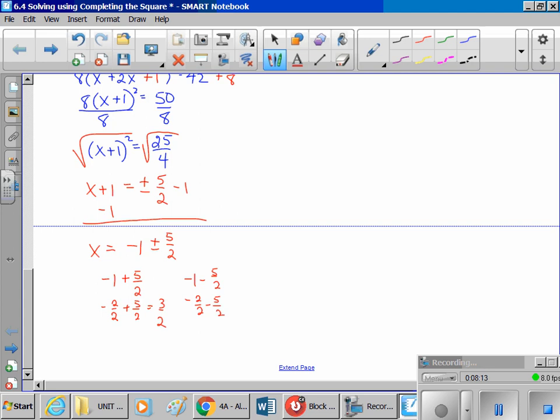This is if you don't have a calculator and you're doing it in your head. You're doing it by hand. So this becomes negative 7 over 2. So these are my answers: positive 3 over 2 and negative 7 over 2. My advice is always double check it in your calculator. When I trust my head, that's when I make mistakes.